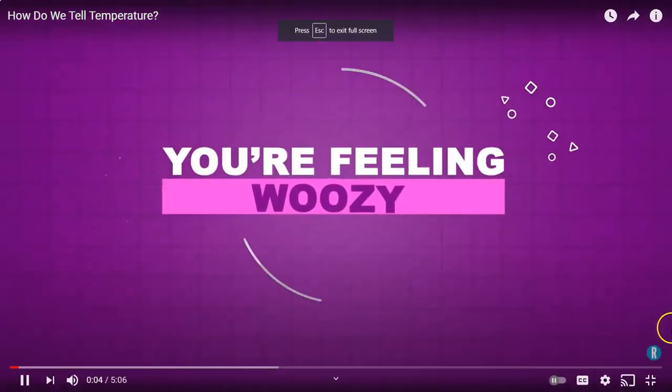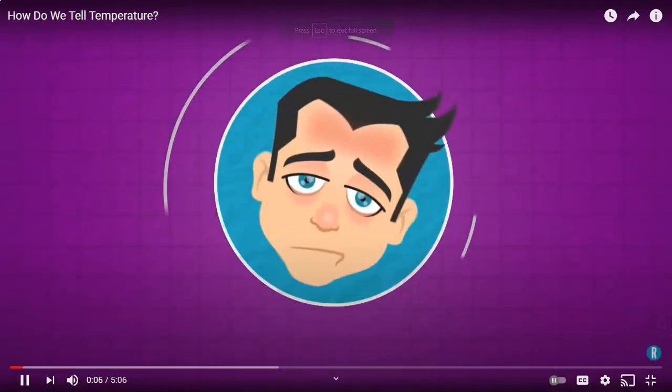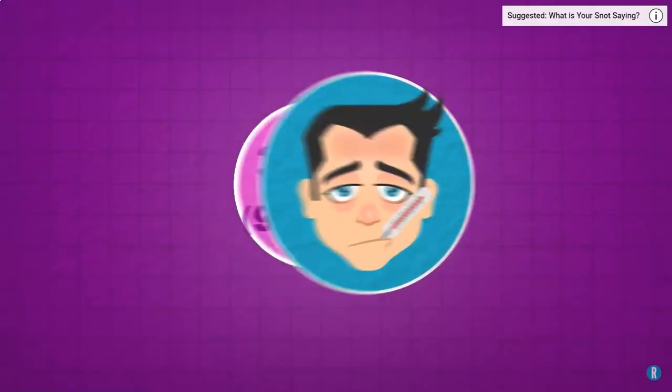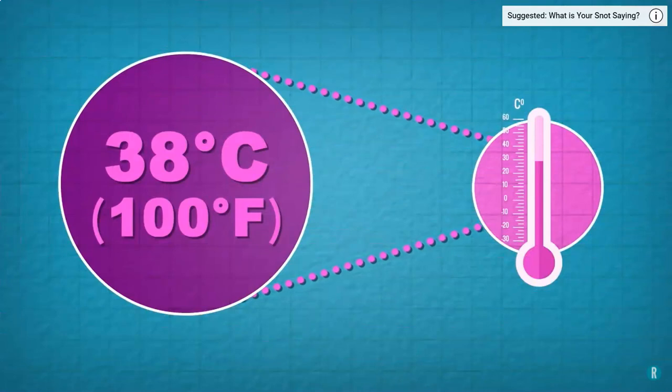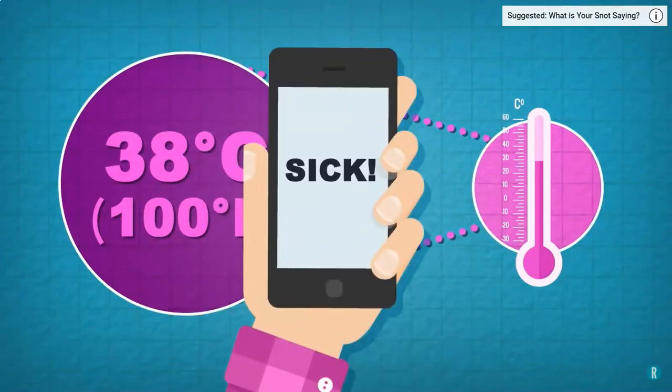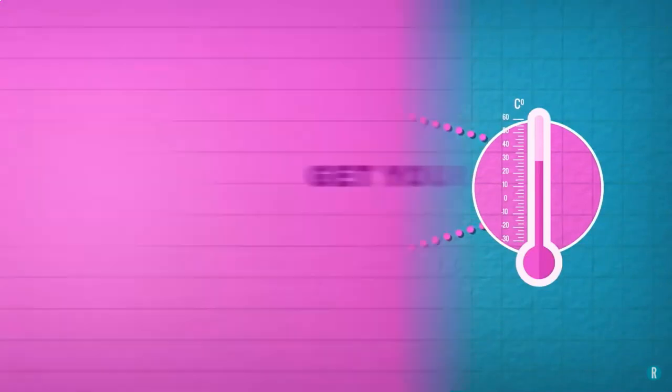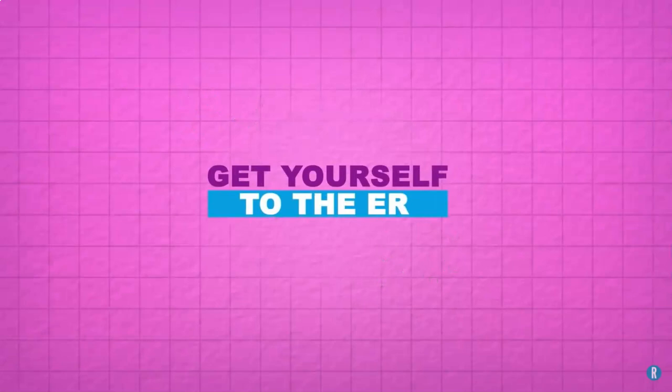You're feeling woozy. Maybe your forehead feels hot. You stick a thermometer in your mouth, but it comes back 37°C. Or it comes back 38°C. You're running a fever, call in sick. But if it comes back at 40°C, get yourself to the ER. We have a lot of confidence that we're measuring temperature accurately. 1 or 2 little degrees can literally mean the difference between calm nerves and a medical scare.